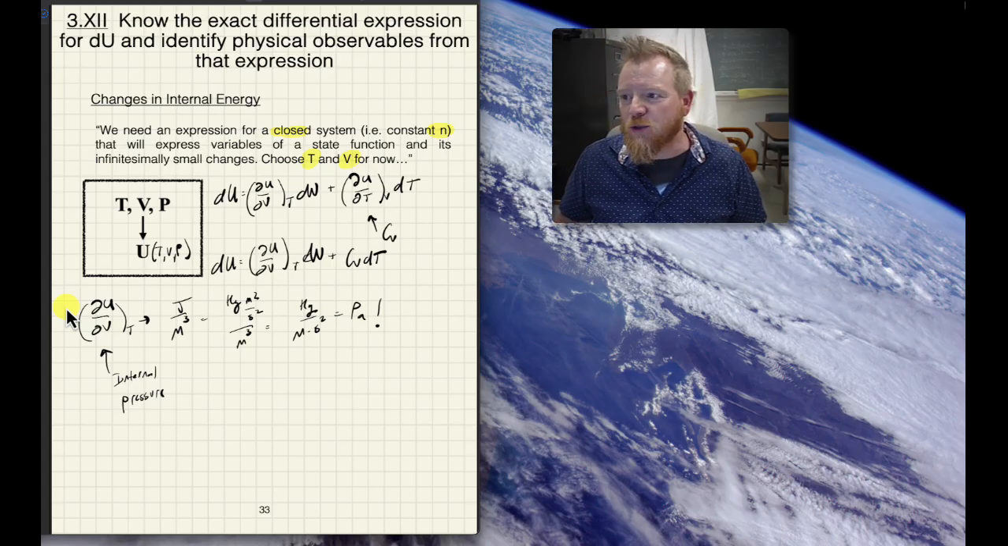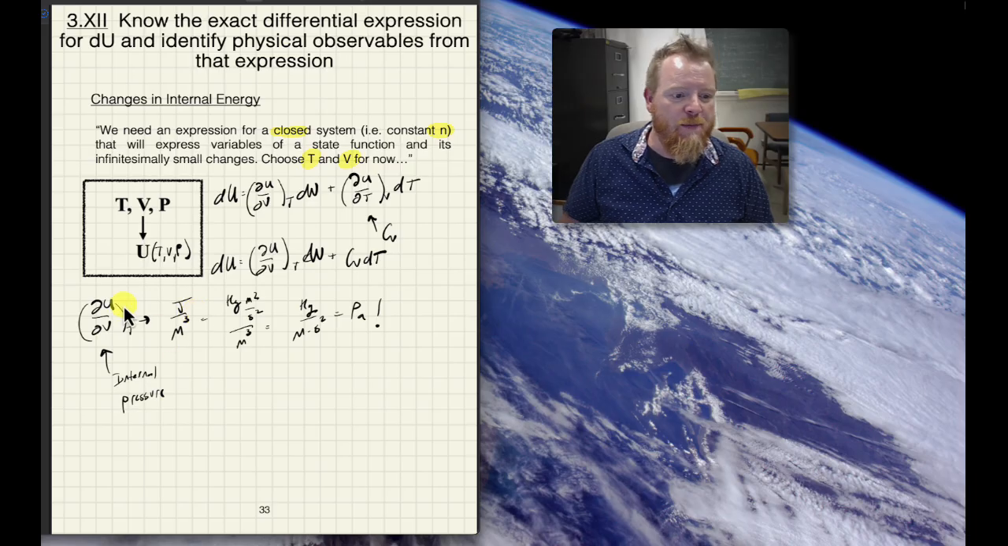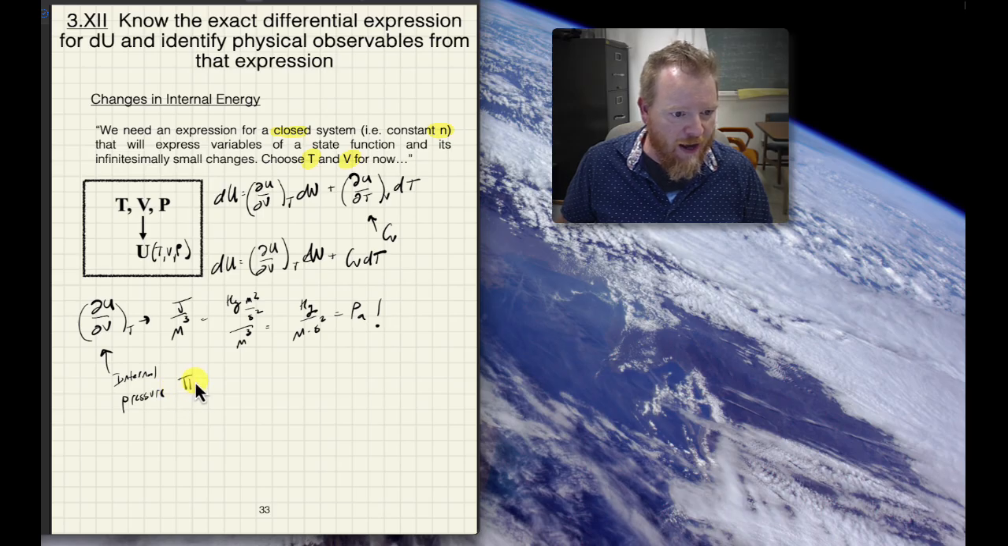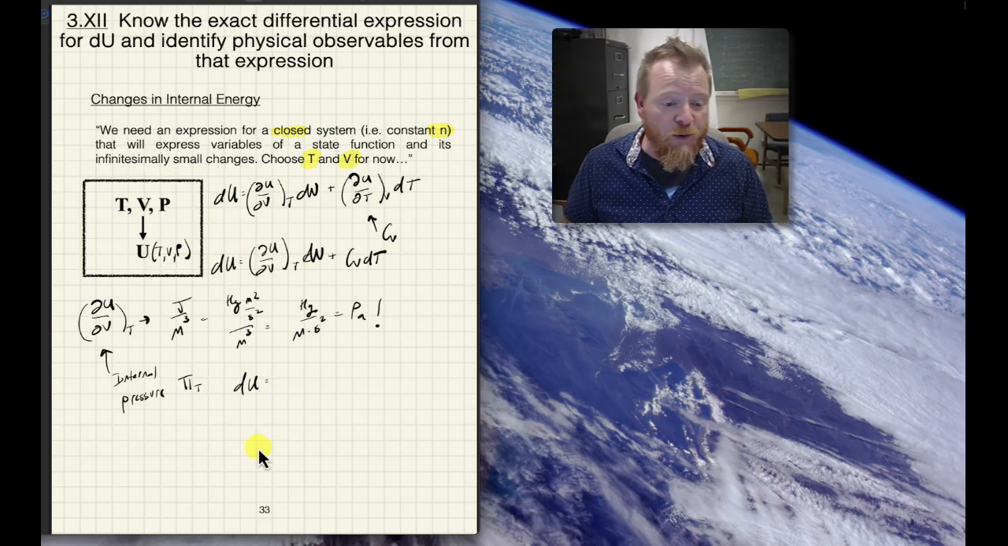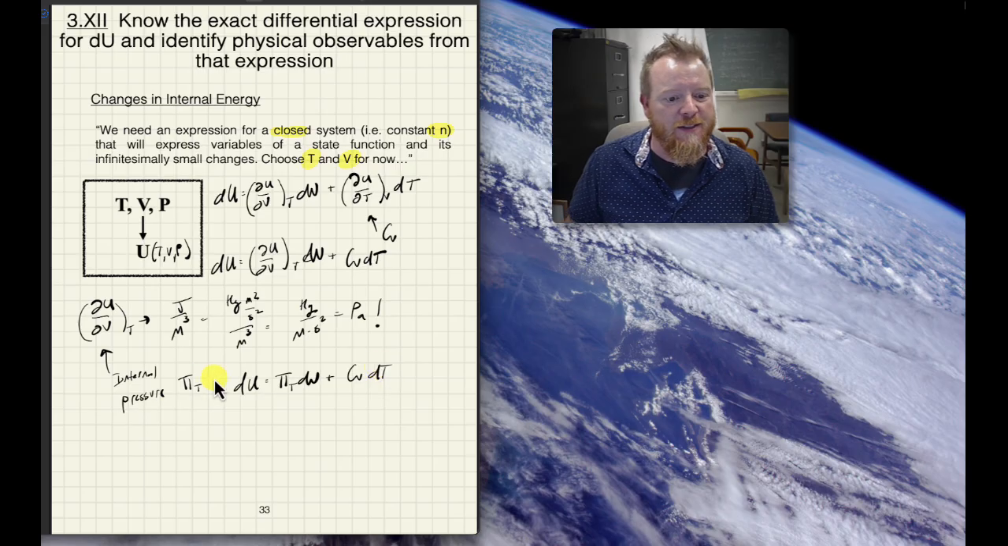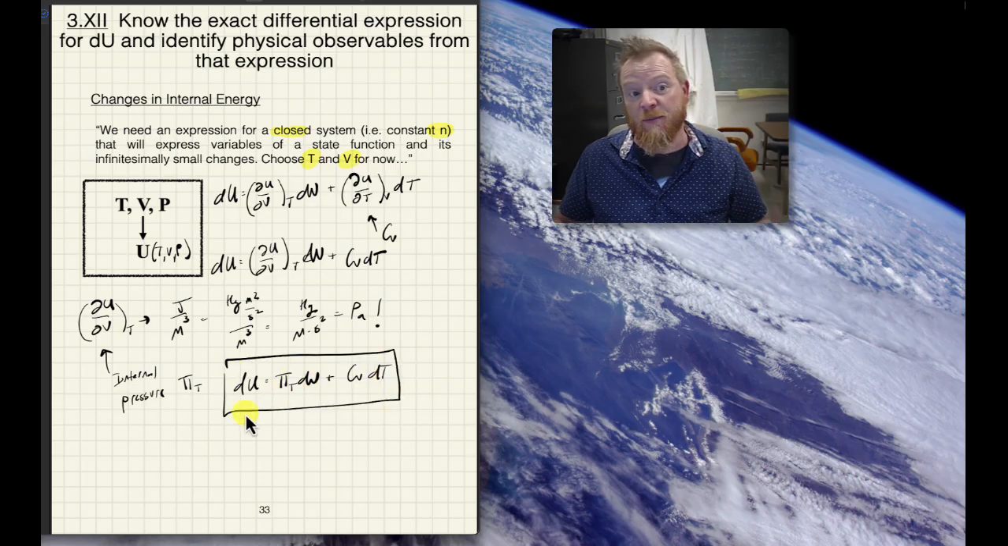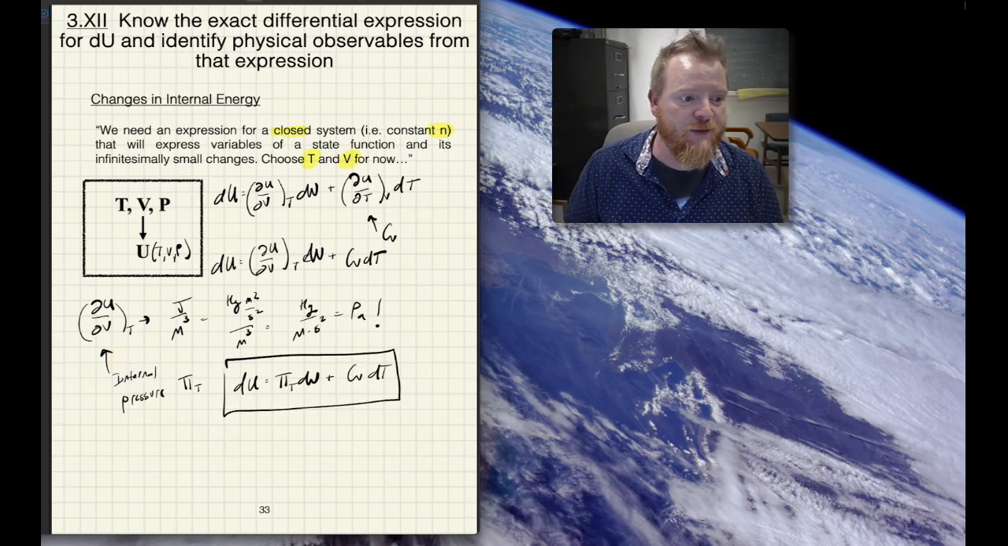So what is this quantity and how can we measure it? So this quantity, internal pressure, gets the symbol pi sub T. So now we can rewrite our differential expression in U in a simpler way. We can say that dU equals pi_T dV plus CV dT. And now we're going to play with this pi_T a little bit more and think about what this is.